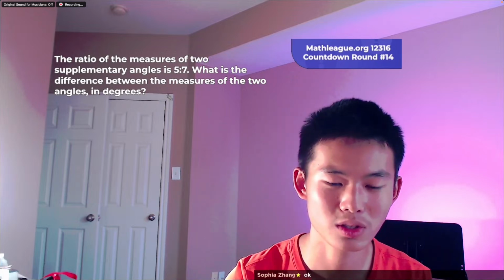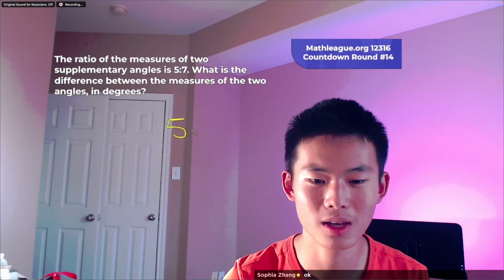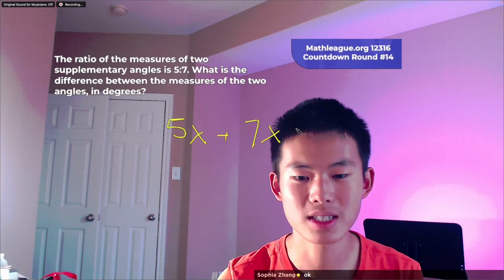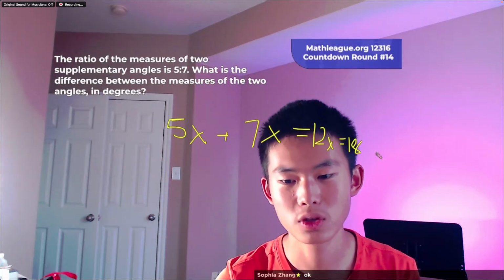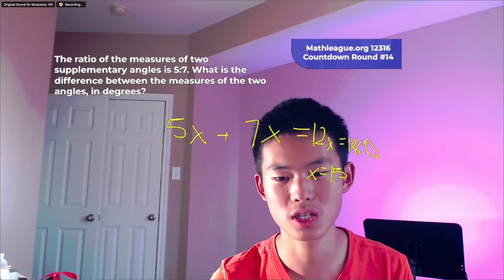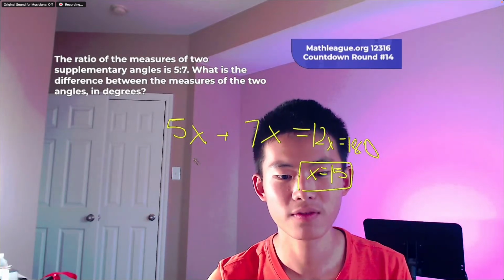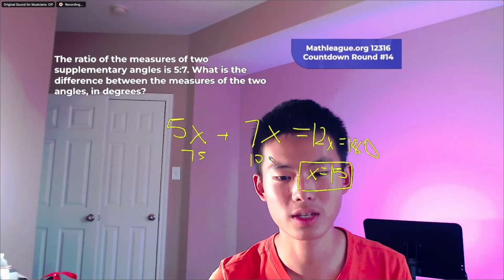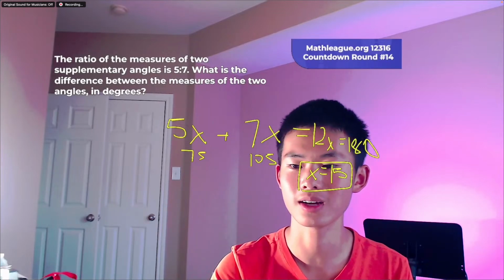So the first variable is going to be the two angles. One angle is going to be 5x and one angle is going to be 7x. However, they are supplementary, so they must sum to 12x, which is equal to 180, which means that x is 180 over 12, which is 15. Now, the angles are 75 and 105. So the difference between these two numbers is 30, which is our final answer.